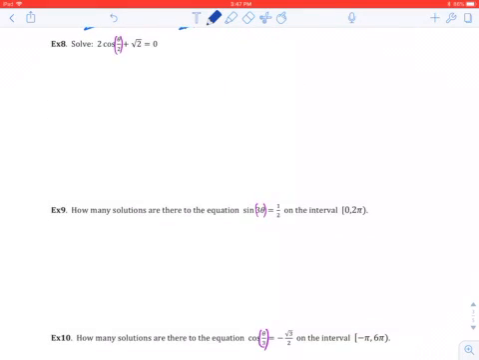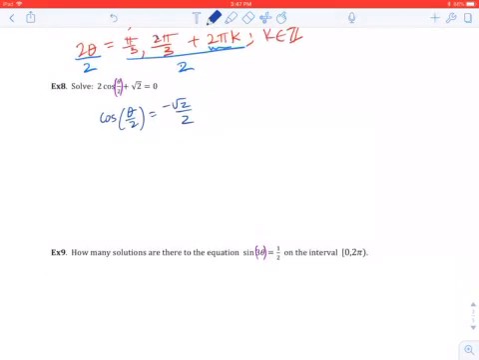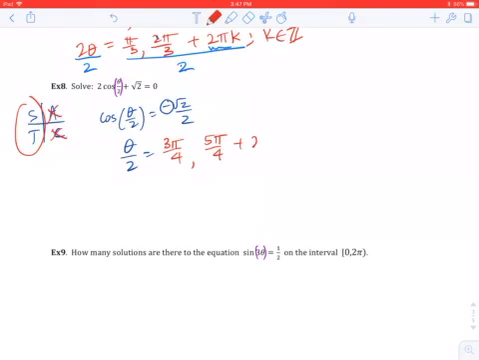Okay, let's try example 8. We first need to isolate cosine of theta over 2, which equals negative root 2 over 2. When will cosine equal negative root 2 over 2? Well, the reference angle is pi over 4. So theta over 2 is equal to, well, we want it to be negative. So when is cosine negative? Well, it's negative in the second and third quadrants. So that is going to be 3 pi over 4 and 5 pi over 4, and then we would add our 2 pi k because we have our general solution.